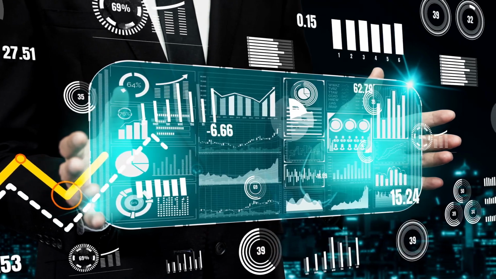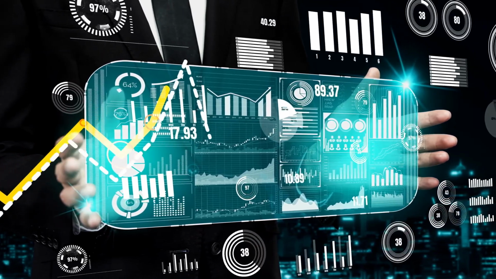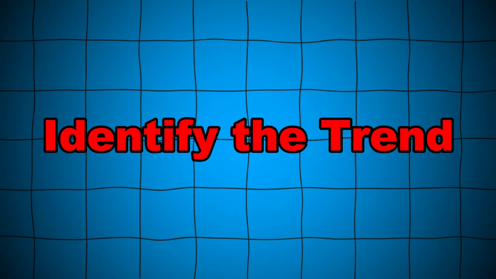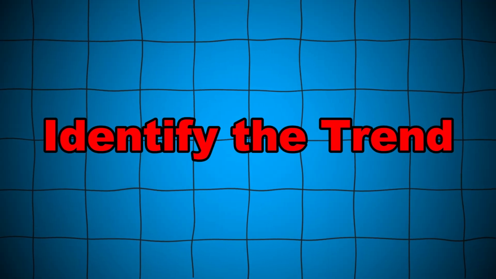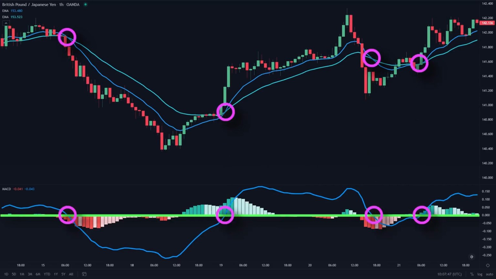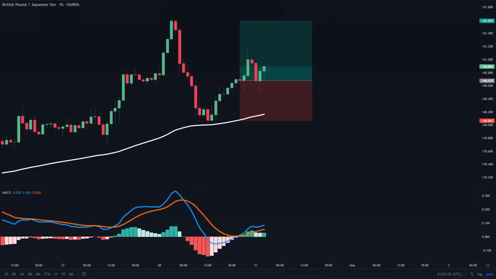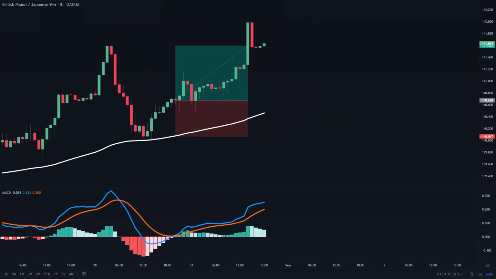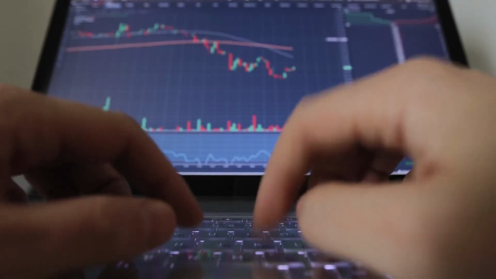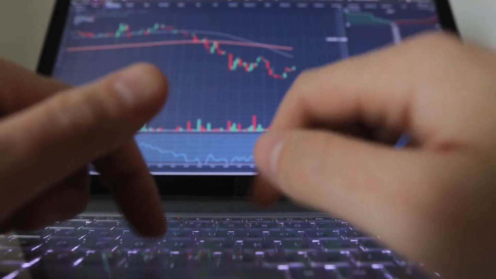So how do you put all of this into practice? Here's a step-by-step guide to using technical analysis for smarter trades. Identify the trend. Start by looking at the overall trend of the stock. Is it in an uptrend, downtrend, or trading sideways? Use trend lines and moving averages to confirm the trend direction. Find support and resistance levels. Mark the key support and resistance levels on your chart. These will help you determine potential entry and exit points.